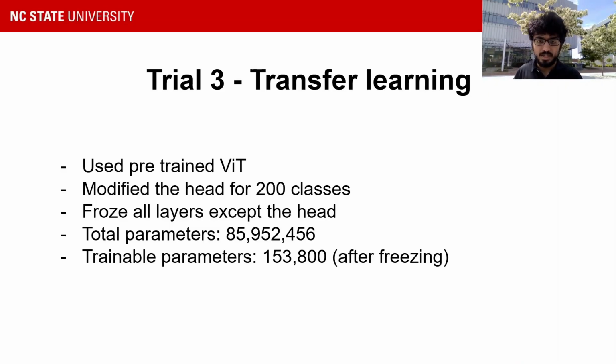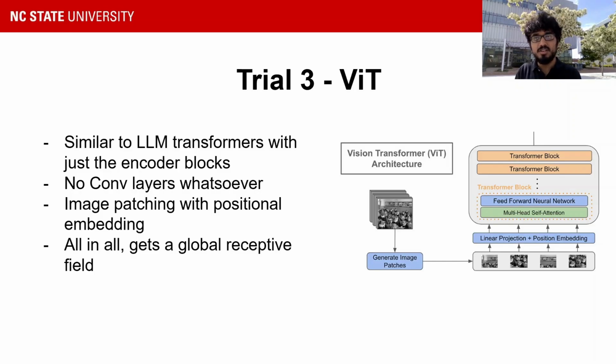A vision transformer is pretty similar to an LLM transformer in that sense. We have encoders because we're taking the images, we're generating patches of images and analyzing those. There's no real decoder because it's not like we're spitting out words or anything. We just need to classify these into one of those 200 classes. There aren't any convolution layers whatsoever. We're not paring down the image in any way. We're just taking it into separate parts. And all in all, this is how the structure of it looked.